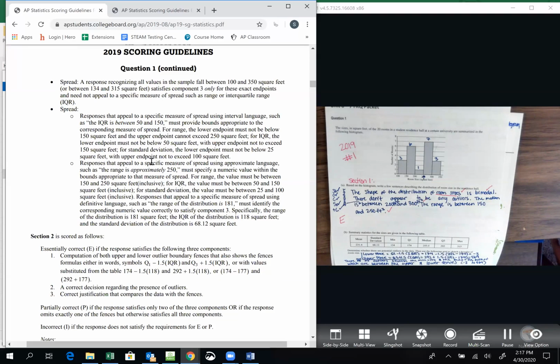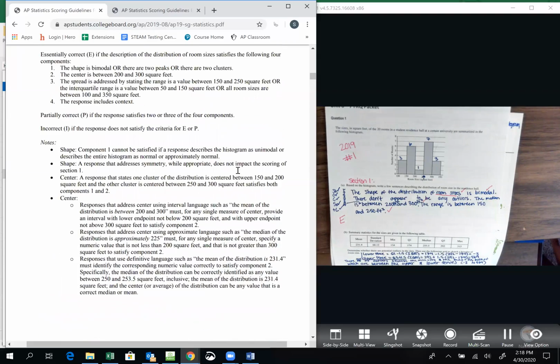Responses that appeal to specific measures of spread using approximate language, such as the range is approximately 250, must specify a numeric value between 150 and 250. I think that covers it. If you just did it like this, you're fine.